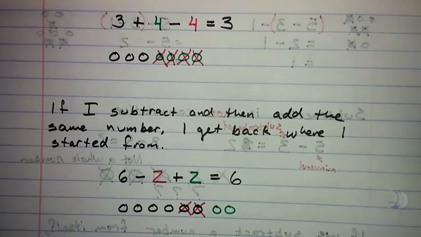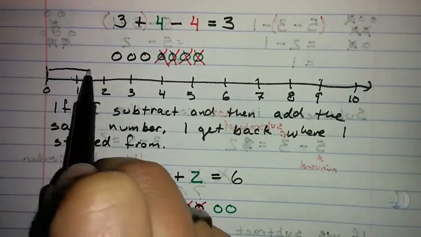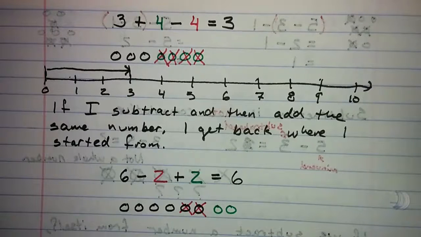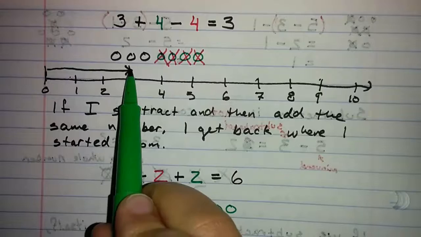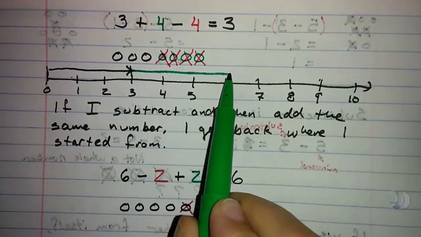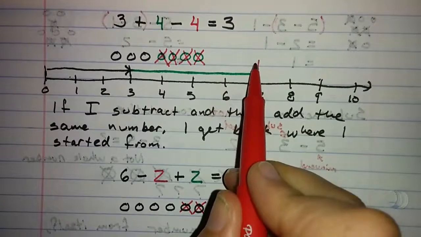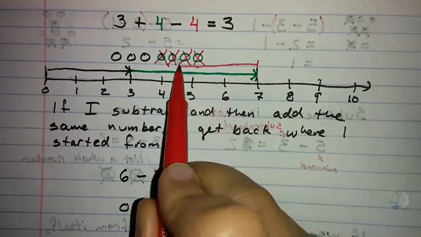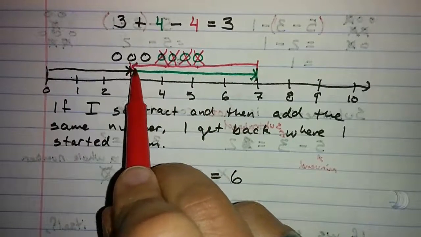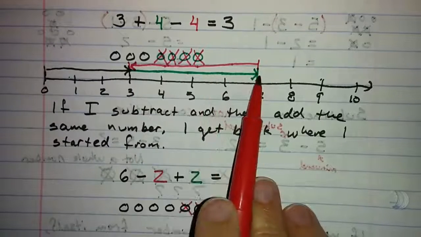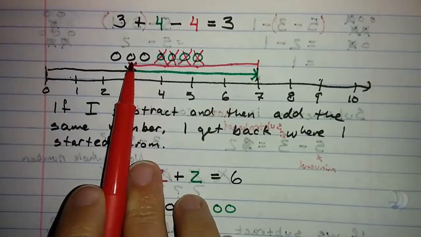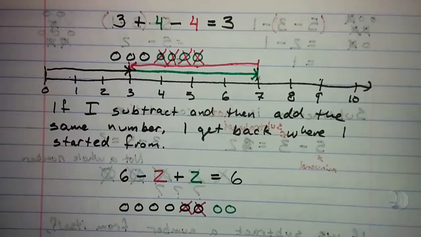We can also think about these 2 properties on the number line. Here I'm thinking I start with 3. I add on 4, so I'm going to add on a green segment that's 4 long. 1, 2, 3, 4. And then I back up by 4. 1, 2, 3, 4. Of course if I go 4 this way and then back 4 this way, I'll end up where I started from.